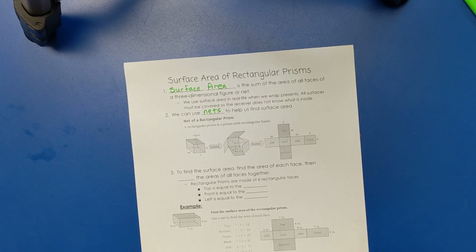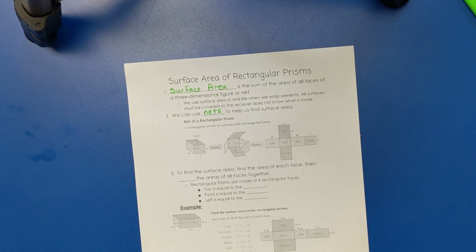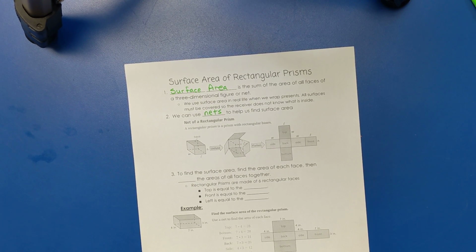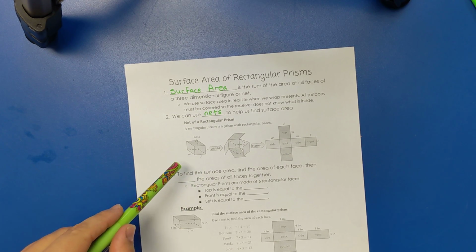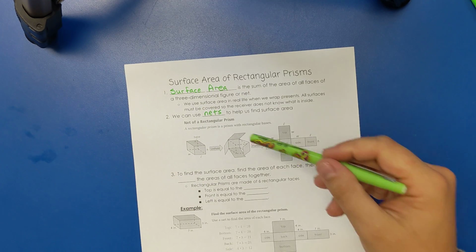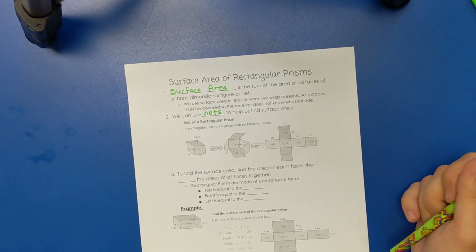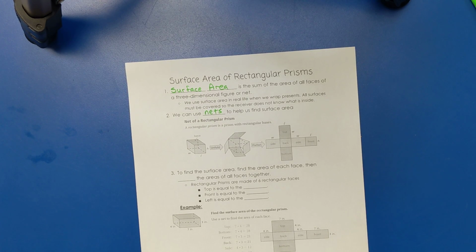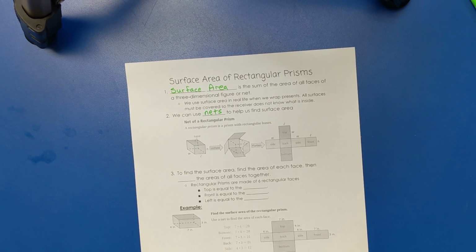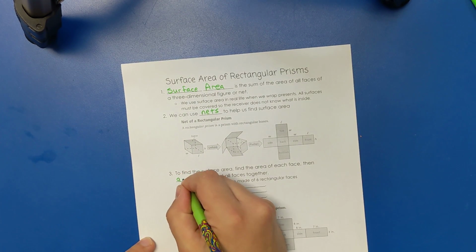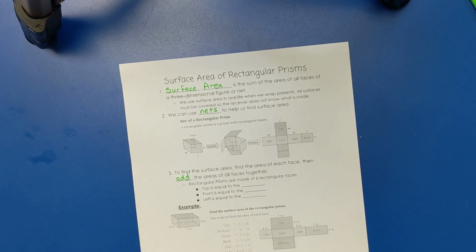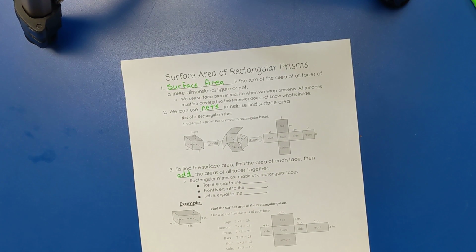Today we're talking about rectangular prisms. So the net of a rectangular prism is a prism with a rectangular base. And right here we have our rectangular prism, and we've just unfolded it like a box. To find the surface area, find the area of each face and then add the areas of all the faces together.